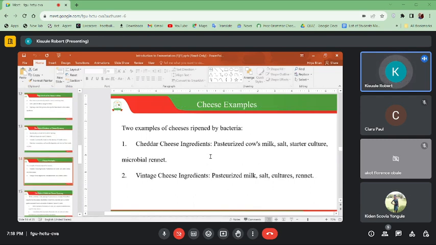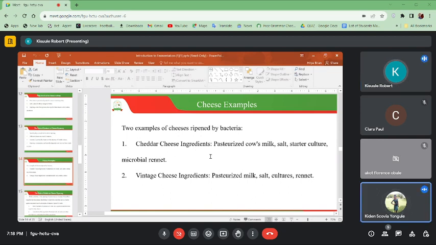So what are the two examples of cheese ripened by bacteria? One, we have the cheddar cheese, okay? And here we are looking at pasteurized cow's milk, the salt, the starter culture, and the microbial rennet. The rennet, we looked at this being able to coagulate the protein in milk, which is the casein, and also help us in separating the casein from whey.